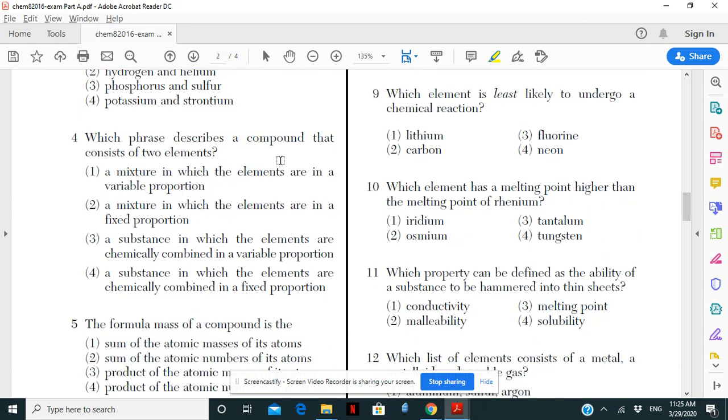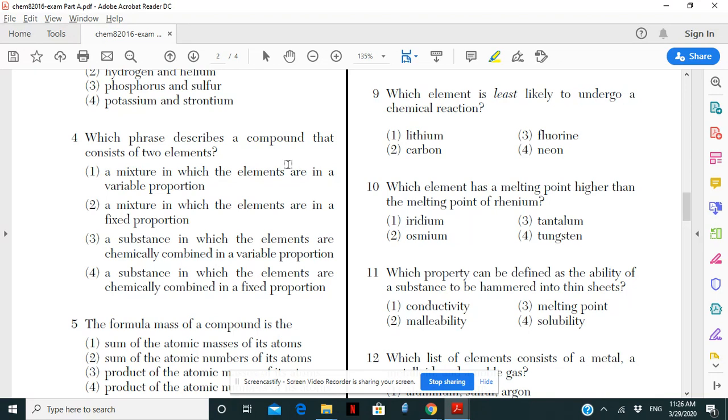Now, which phrase describes a compound that consists of 2 elements? The first thing I have to understand is that a compound is a substance. It's not a mixture, because before we understood mixture means I can separate the 2 elements. But in a compound, I cannot separate the 2 elements. So in that case, that compound isn't a mixture at all. So I'm crossing out 1 and 2. The second thing I understand, it's not a mixture, as I said before. So it's a substance. And in that case, I am between 3 and 4.